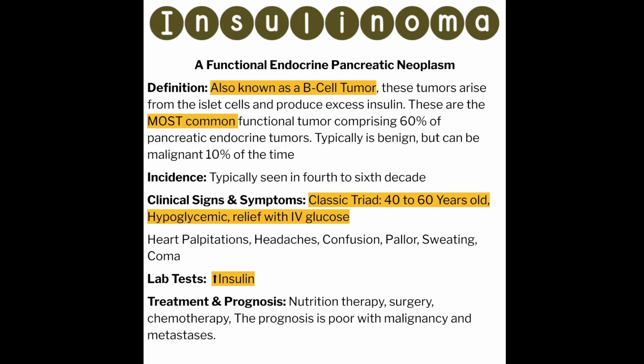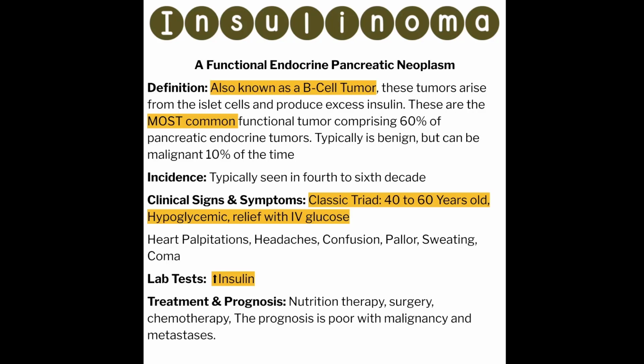So insulinomas arise from the B cells of the islets of Langerhans. That's why they're known as B-cell tumors. The B cells are responsible for making insulin. When there's a tumor of these B cells, the B cells start to produce excessive amounts of insulin, thus getting our functional endocrine neoplasm, the insulinoma.